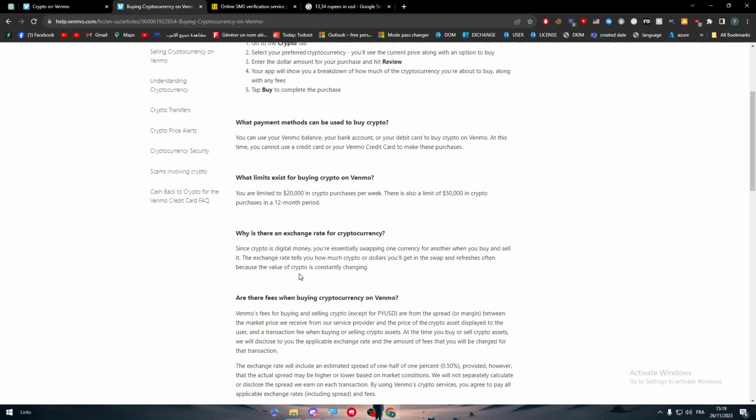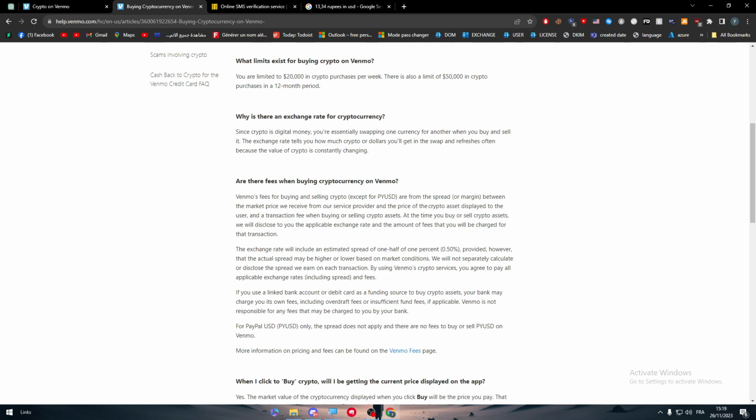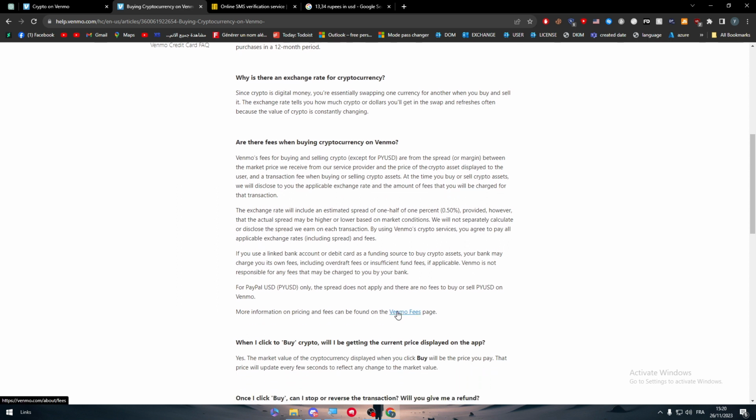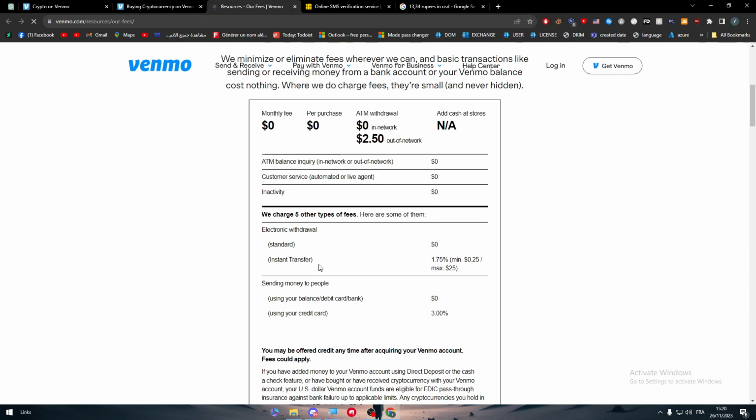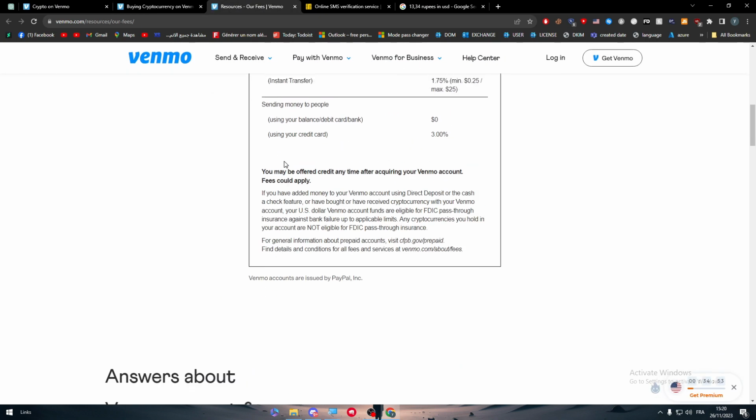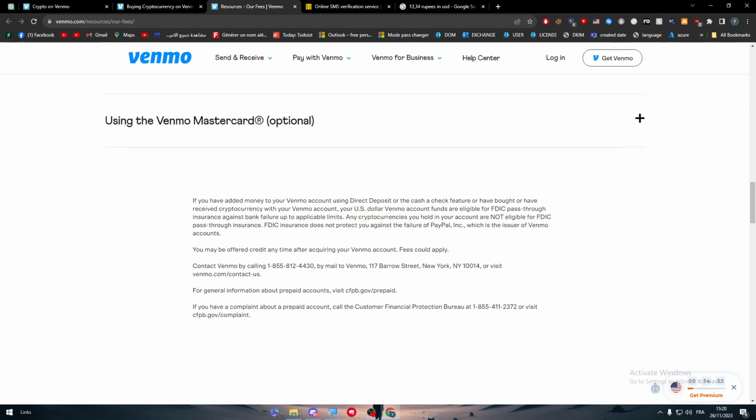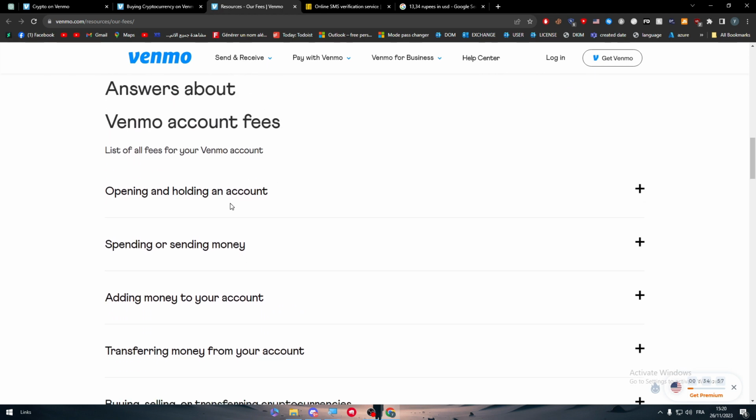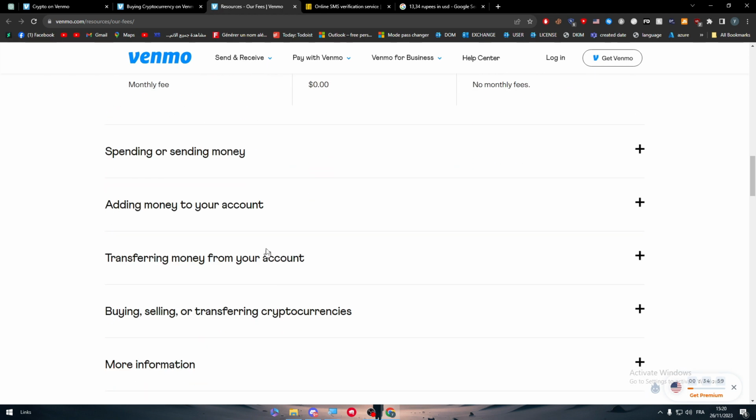And are there any exchange rates or fees? Yes, there are, of course, because Venmo is just using a third-party app to actually get the cryptos inside of your wallet. So yeah, there are some fees to actually pay. There is a whole page about Venmo fees, as you can see on this page. You can literally go and click on these ones and you'll be able to see even more fees.